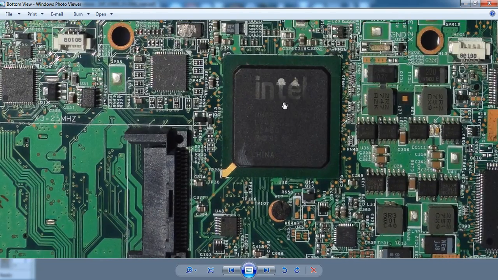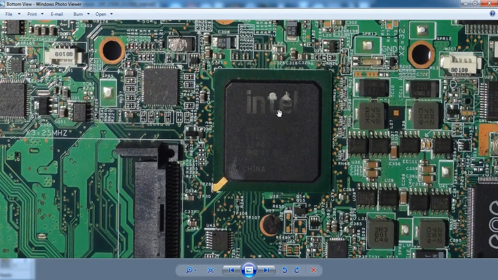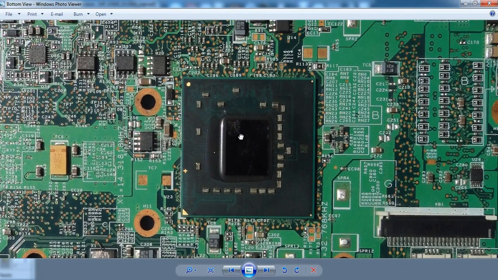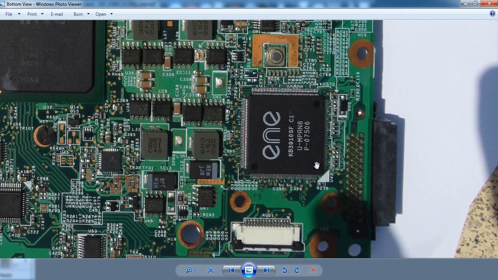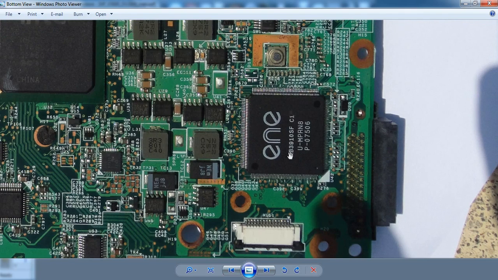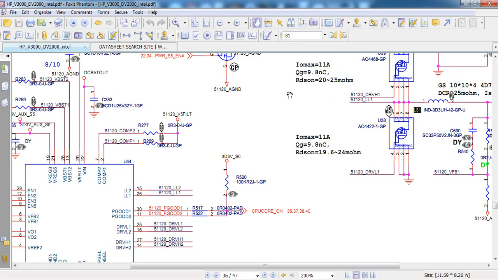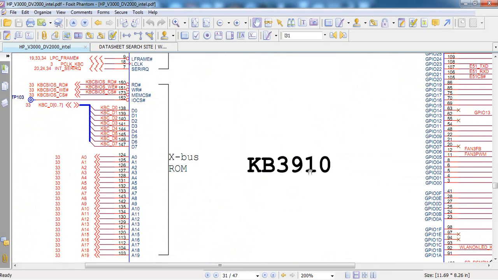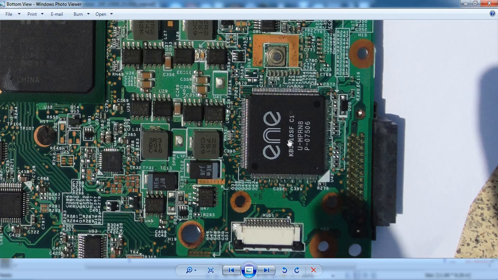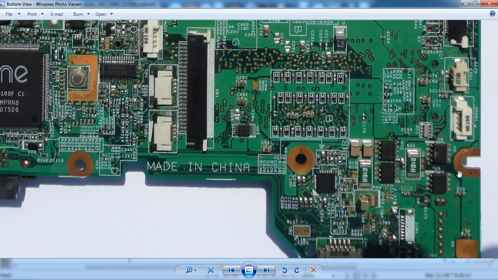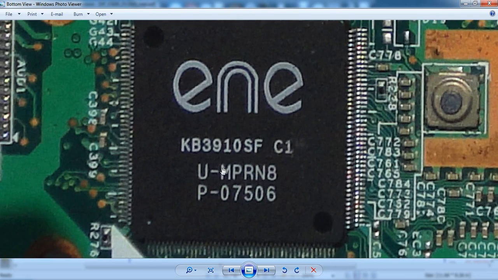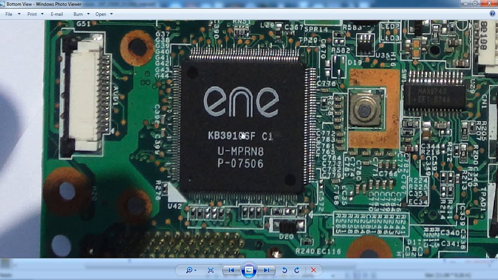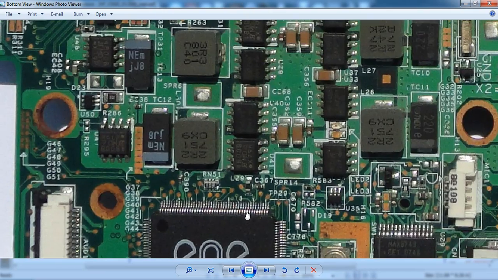This is the South Bridge IC, also called ICH. This is your North Bridge, also called GMCH. This is your SIO chip. All the details about this are in ENE KB3910SF. Let's see, page number 31 contains the SIO details. This is your KB3910 chip. KB3910SF, this is your SIO chip.